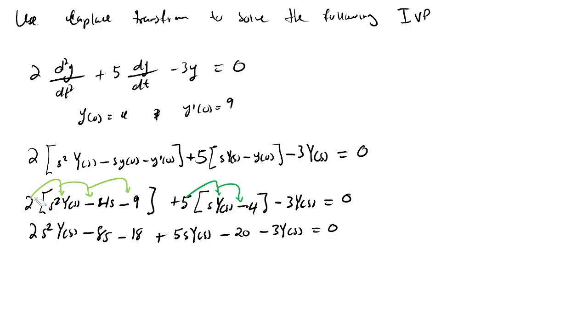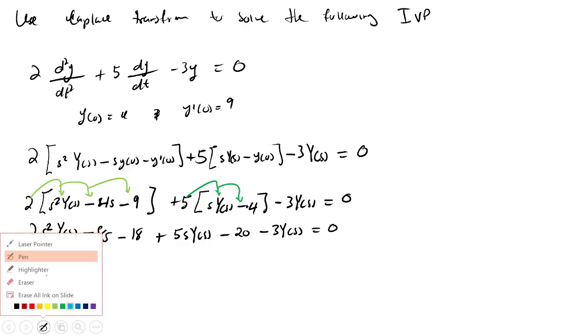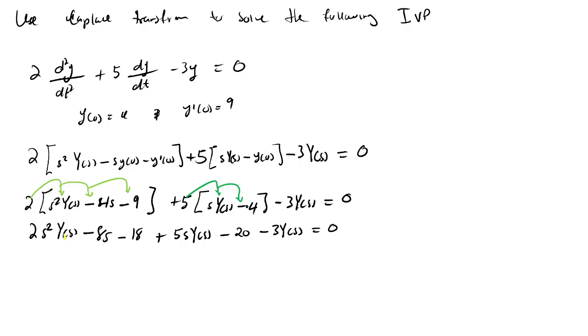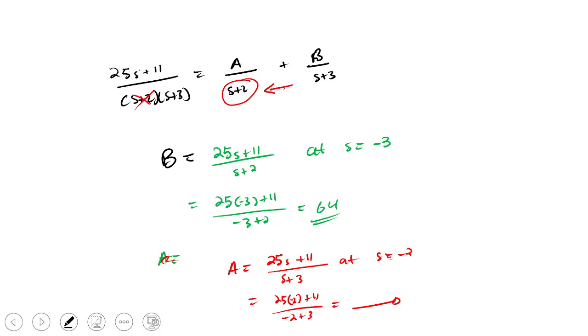So you just said it. You group the like terms. You're grouping the like terms: the ones with Y of s and the ones with s, and the constants. Remember our main aim here, according to the rules that we went through yesterday.